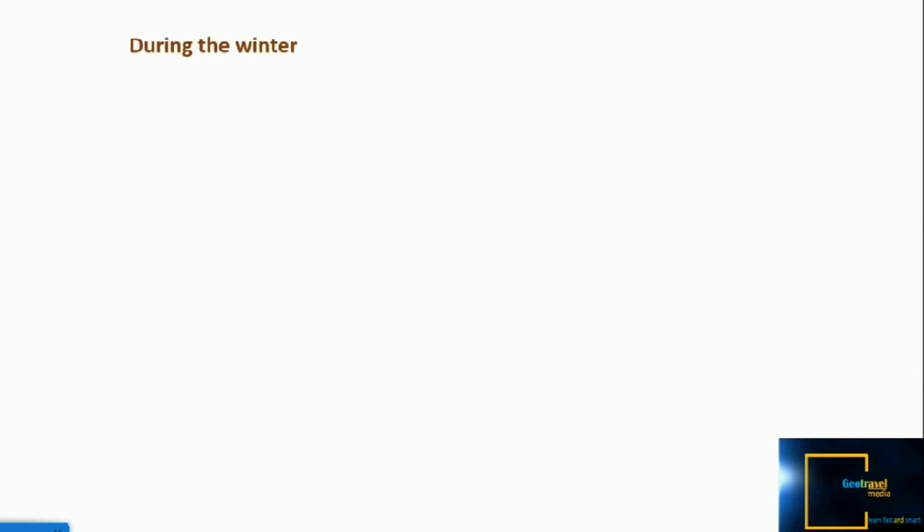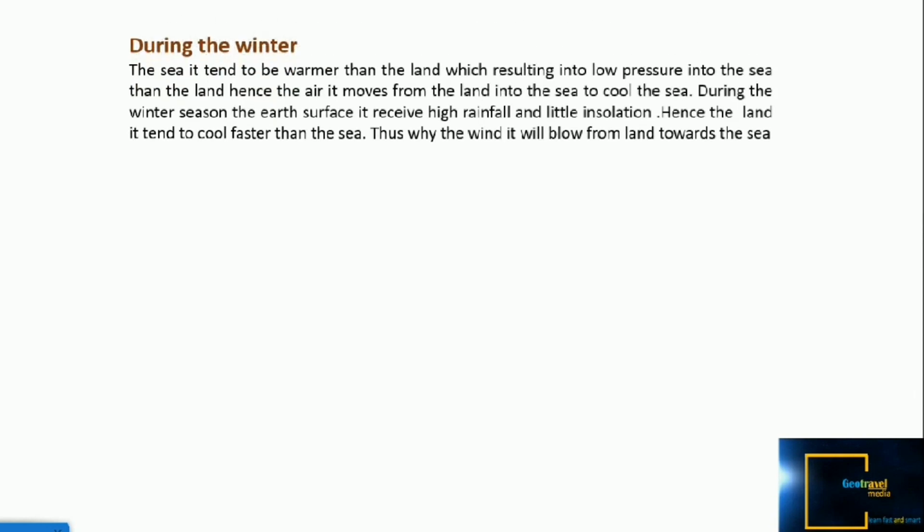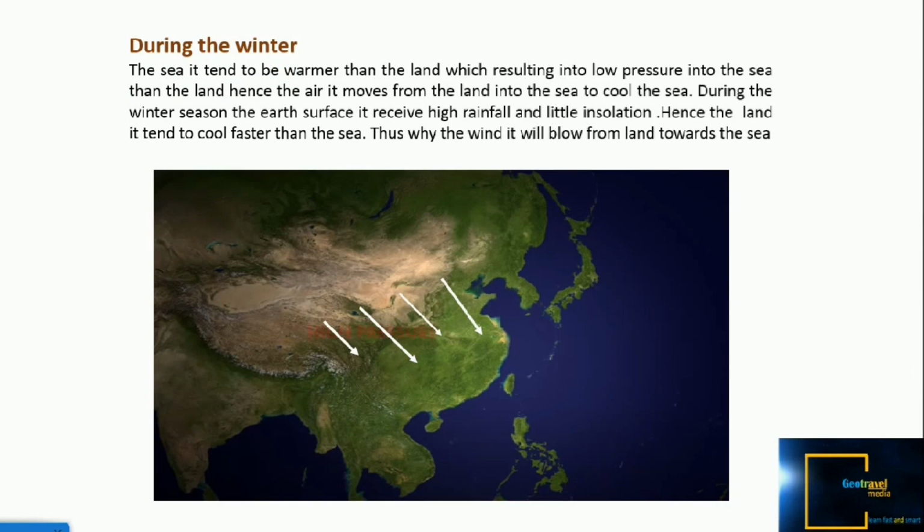But during the winter, the sea tends to be warmer than the land, resulting in low pressure over the sea compared to the land. Hence, the air moves from the land into the sea to cool the sea. During the winter season, the Earth's surface receives little insolation, hence the land tends to cool faster than the sea. Thus, the wind blows from the land toward the sea.